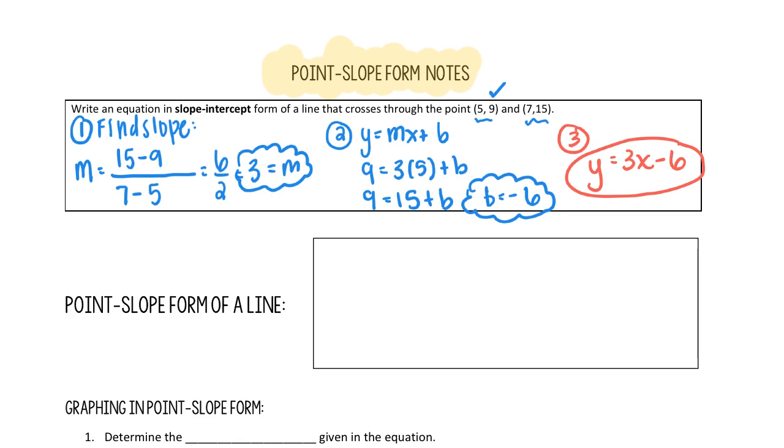Check yourself, make sure that you got those same answers. If you plugged in a different point, if you plugged in the point (7, 15) back in step 2, you would still get y equals 3x minus 6 as your final answer.